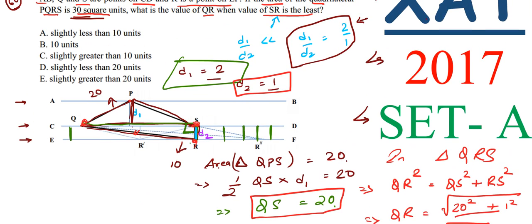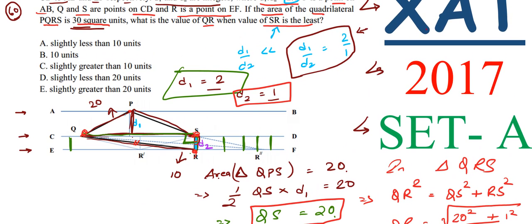Let's check the options now. We have slightly greater than 20 in option number E. So our answer to this question is option E.